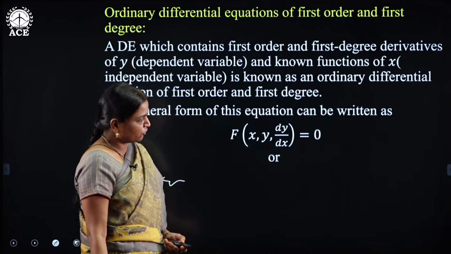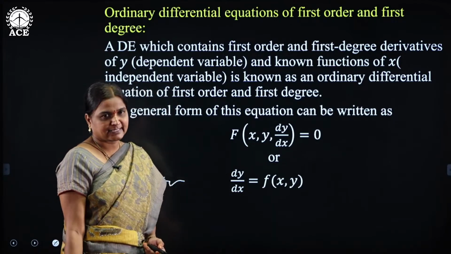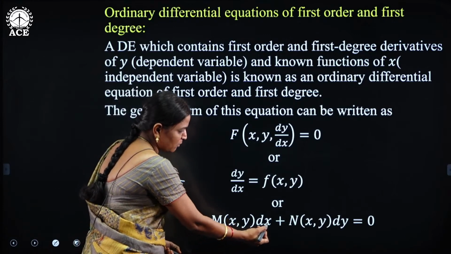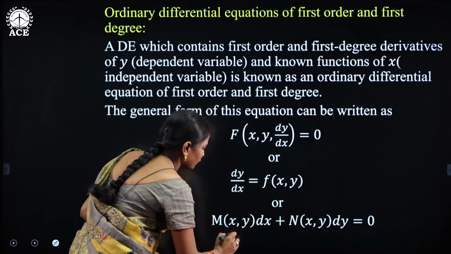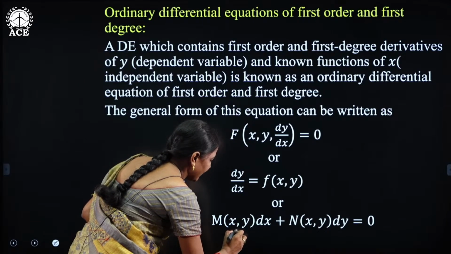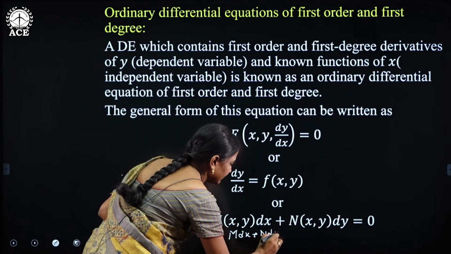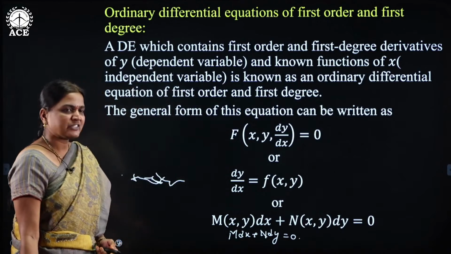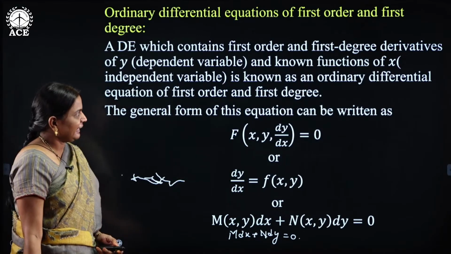We also denote this as dy by dx is equal to f of x comma y, and also define m of x comma y into dx plus n of x comma y into dy equals 0. Simply we can write this as m dx plus n dy is equal to 0. So these are some standard forms of first order and first degree differential equations.